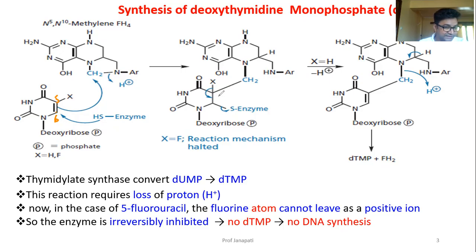You can see in this diagram. What happened? Sulfur will attack this carbon, and now this pi bond is converted to a sigma bond that is attached between the 5th carbon and the methylene carbon. That's what we are seeing, that this is the 5th carbon and the methylene carbon.